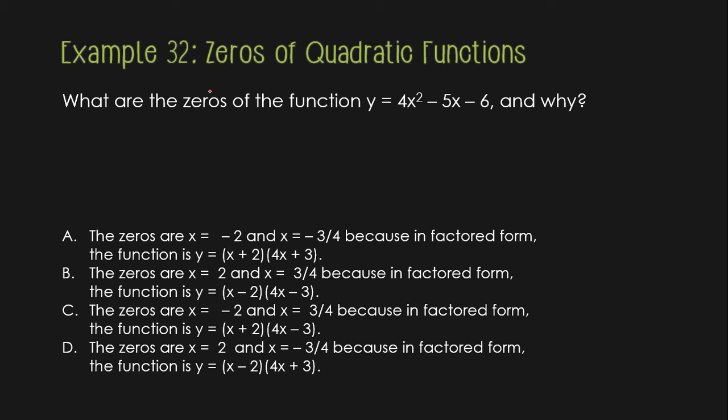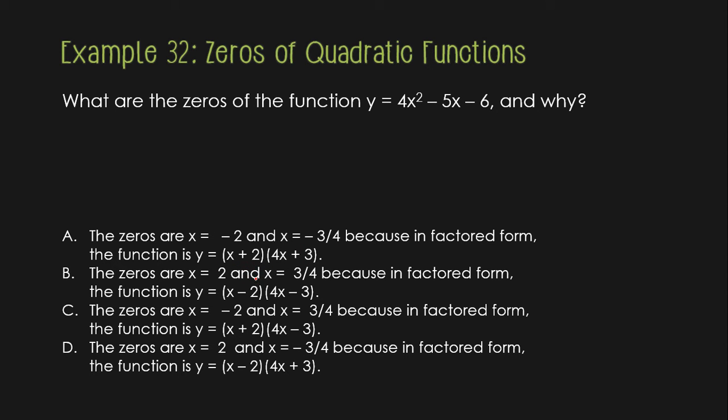Example 32, zeros of quadratic functions. What are the zeros of the function y equals 4x squared minus 5x minus 6? Okay, so you're given four choices here. They give you options for the zeros and then they give you the factored form.